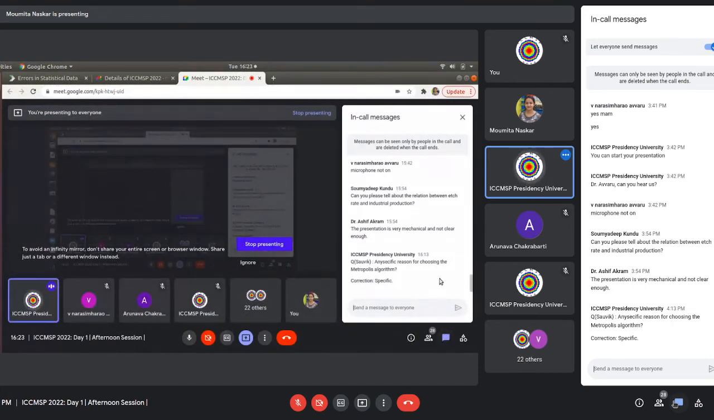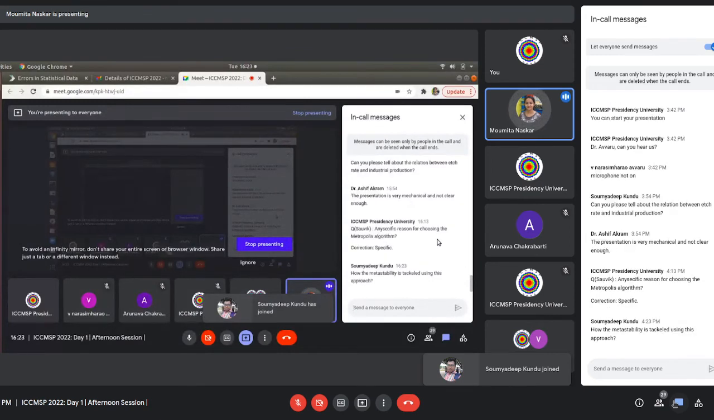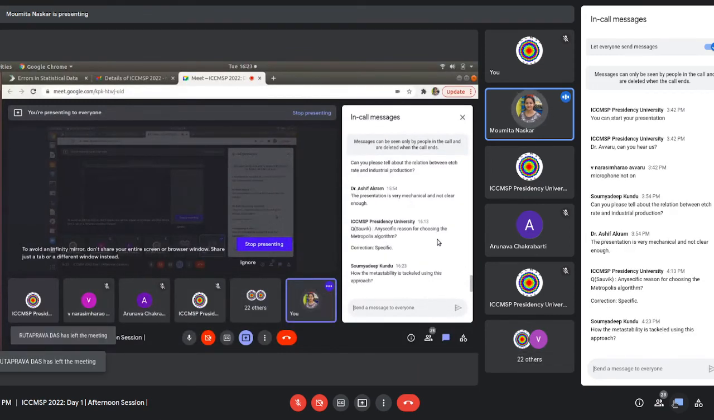Is there any specific reason for choosing the Metropolis algorithm? No, not any specific reason. You can also use some other Glauber dynamics.